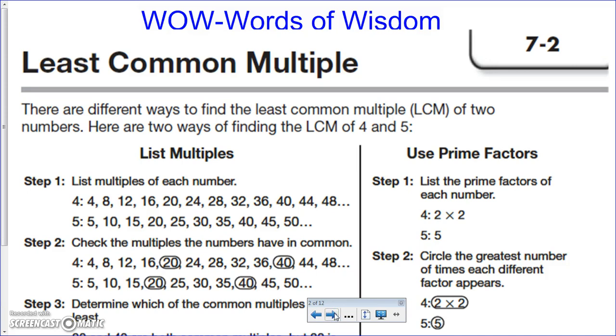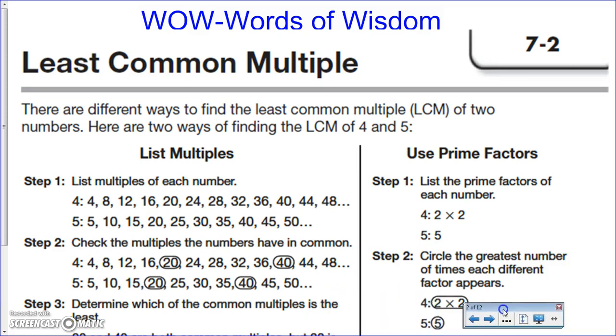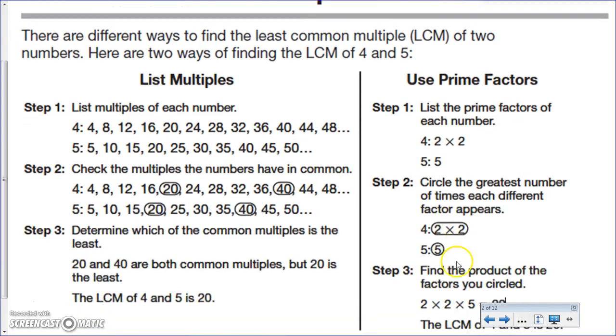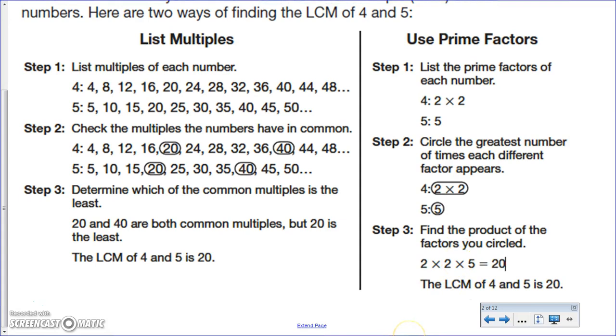Least common multiple. There are different ways to find the least common multiple of two numbers. Here are two ways to find the least common multiple of 4 and 5. On the left-hand side, we have step 1, list the multiples of each number: 4, 8, 12, 16, 20, and so on, and then for 5: 5, 10, 15, 20, and so on. Step 2, check the multiples the numbers have in common. So you can see they circled 20 and 40. Then determine which common multiple is the least. So 20 and 40 are both common multiples, but 20 is the least. So the least common multiple of 4 and 5 is 20.